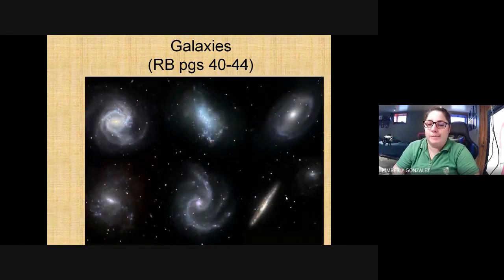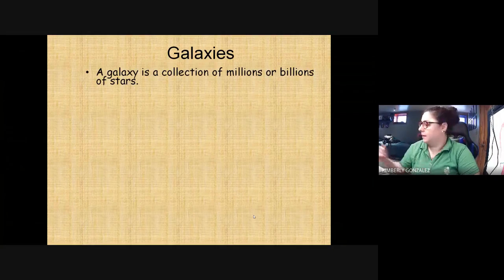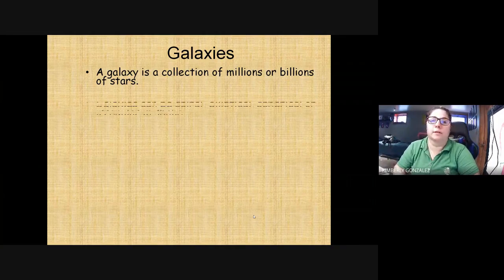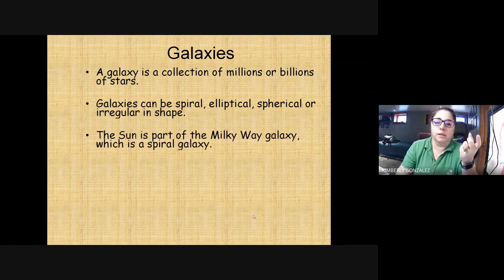There are many different shapes and sizes of galaxies. Ours, specifically the Milky Way galaxy, is a spiral galaxy. So what is a galaxy? It's basically a collection of millions or billions of stars. We don't know if there's other solar systems, but we're assuming that there are. Here are the different shapes that it could be. They could be spiral, elliptical, spherical, or some random irregular shape.